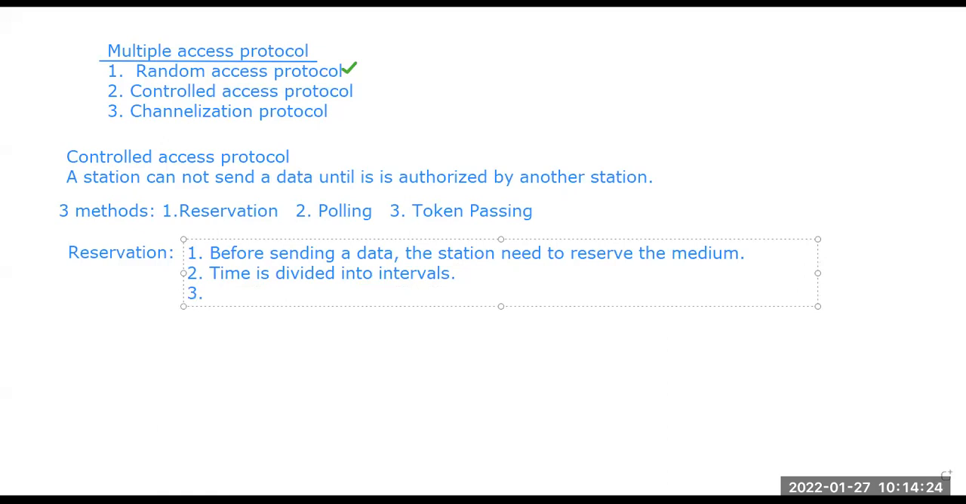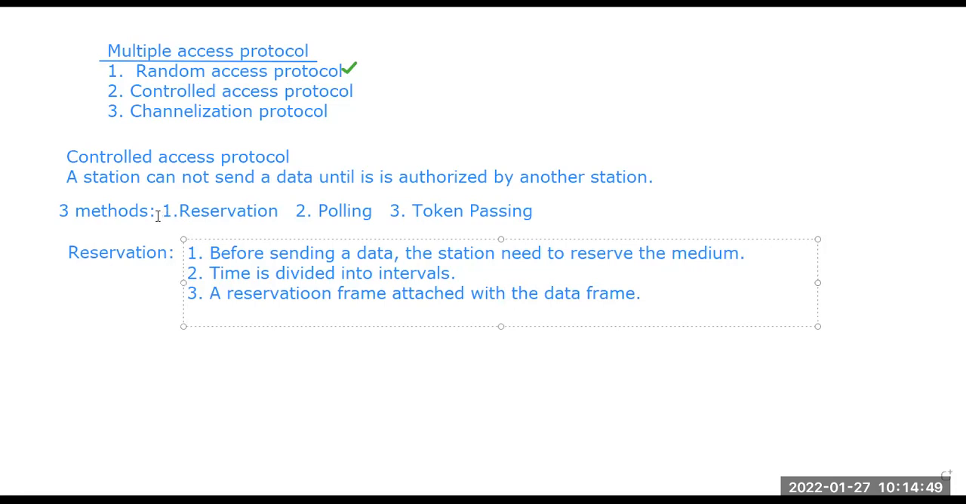Third part: when the data is sent according to its interval, according to its allocated time, a reservation frame is attached with the data frame. For what? So that when it arrives at the particular medium, it can understand that this particular time slot is allocated for this particular station. If n number of stations have reserved the same medium, then the total time frame is divided among those n stations.